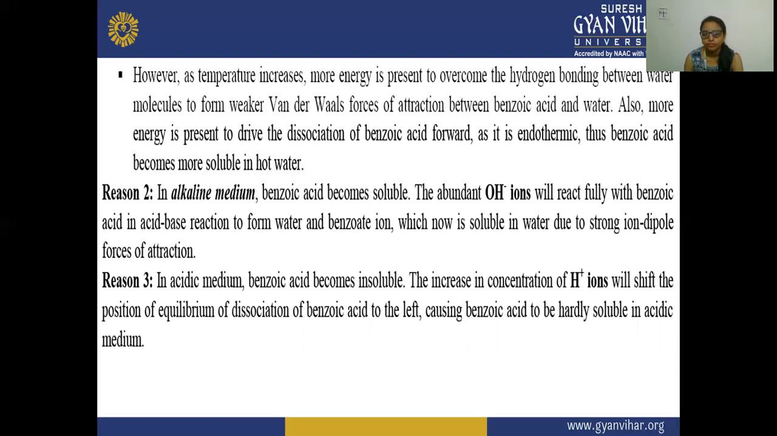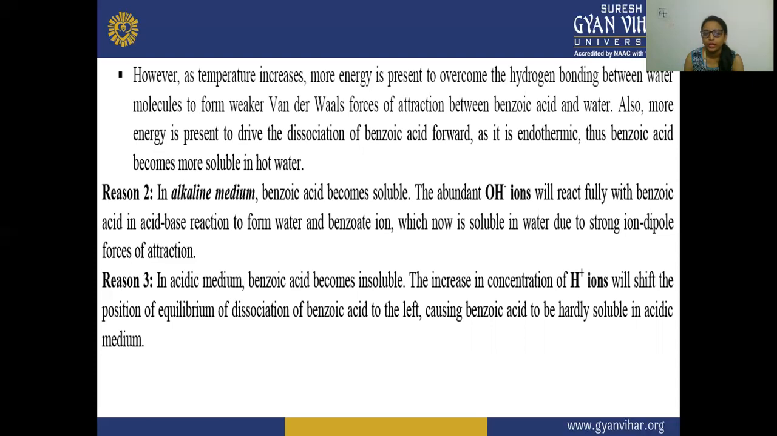Second case, the reason second is that in alkaline medium, benzoic acid becomes soluble. The abundant OH ions will react fully with benzoic acids in an acid-base reaction to form water and benzoate ion, which is now soluble in water due to strong ion-dipole forces of attraction. So here in your alkaline medium, this benzoic acid becomes soluble.